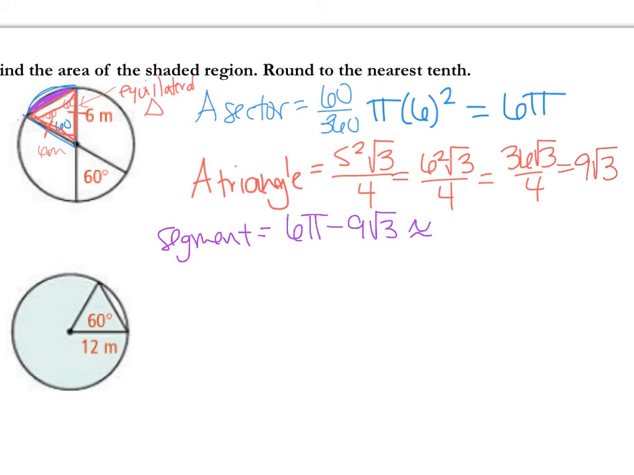If you want to make them decimals first, you can, if that helps you. But I'm just going to type them just like that in my calculator, and it tells me that that itty bitty section is 3.3 meters squared. Okay?